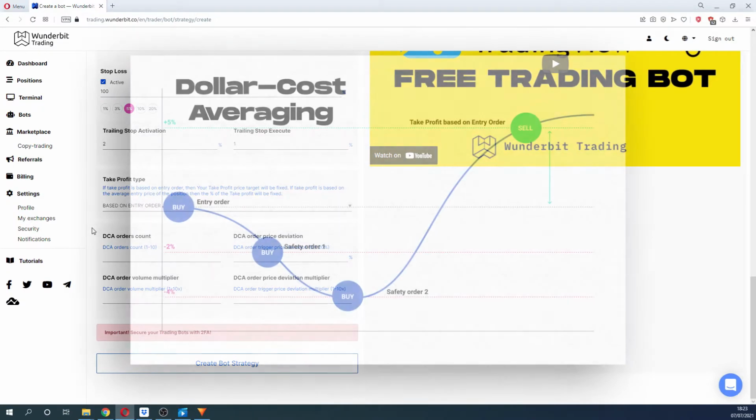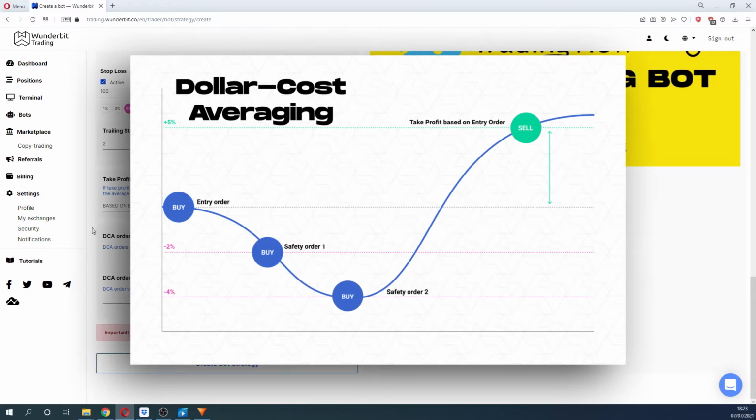First is based on the entry order, meaning that your take profit level will be calculated from the entry of the strategy. Therefore, your take profit price target will be fixed.